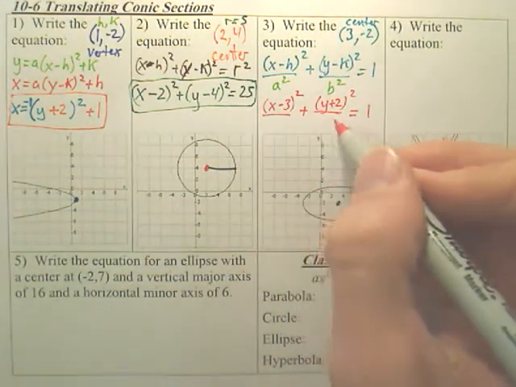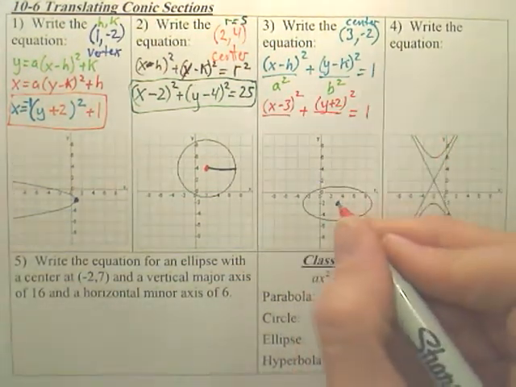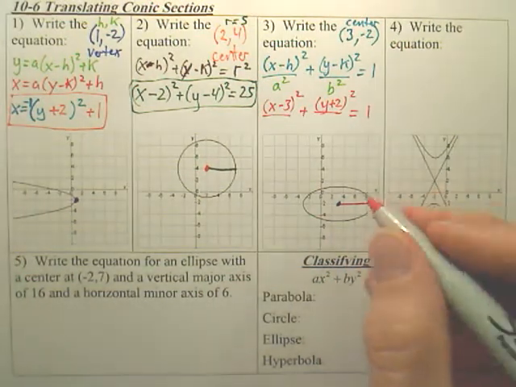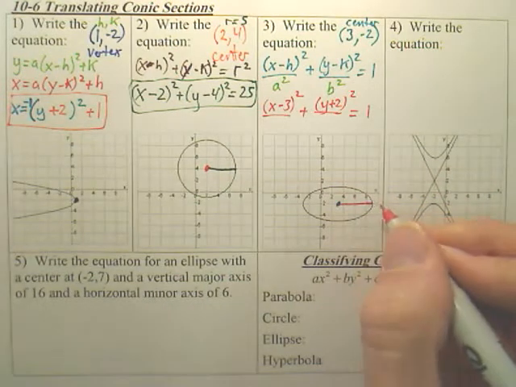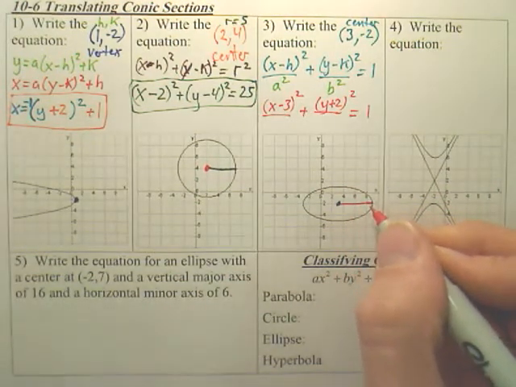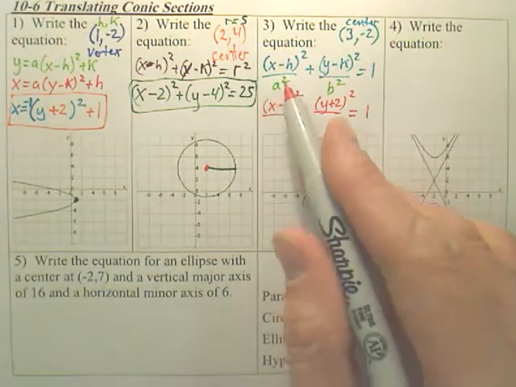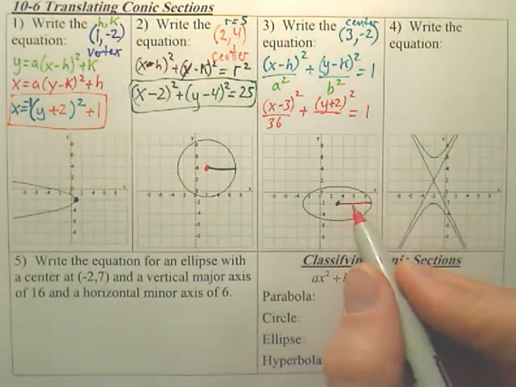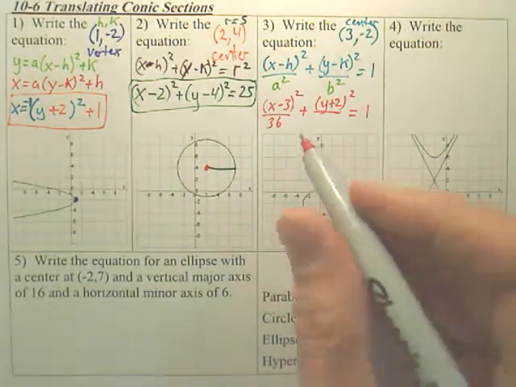And how do we find these bottom values? Well, you look at this. What is that length? That is your major axis. These go by 1, 2, 3, 4, 5, 6. So I went 6 over. So 6 squared is 36. Now, why did I put this under the x?